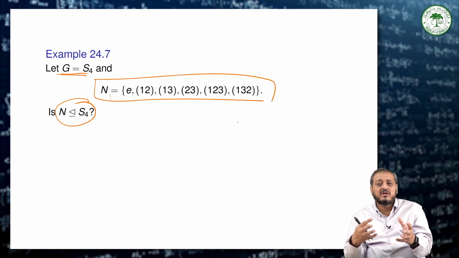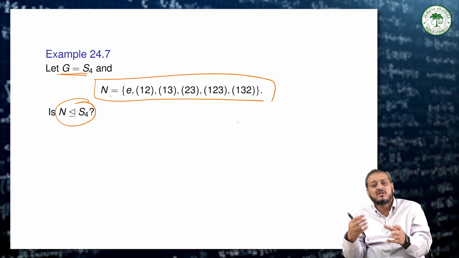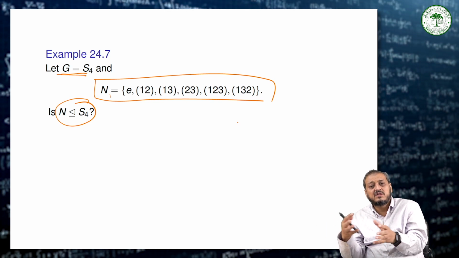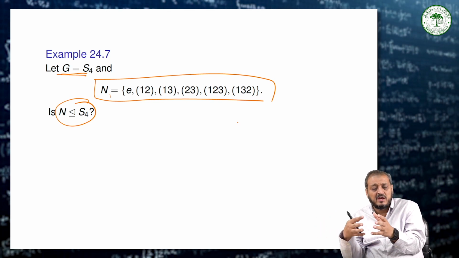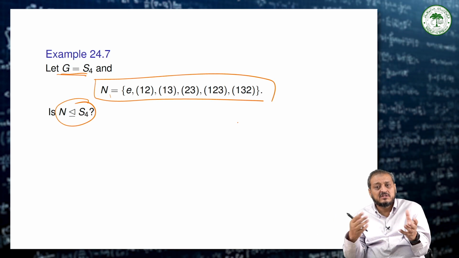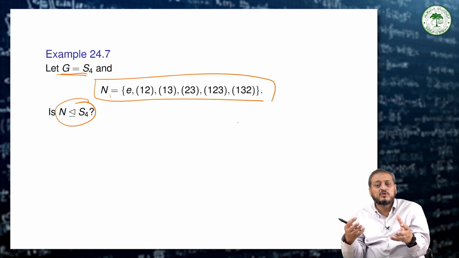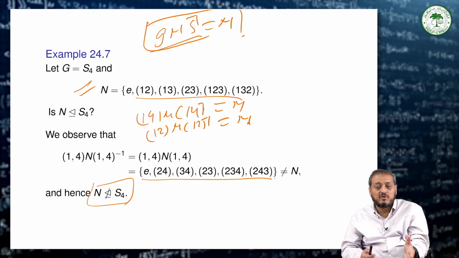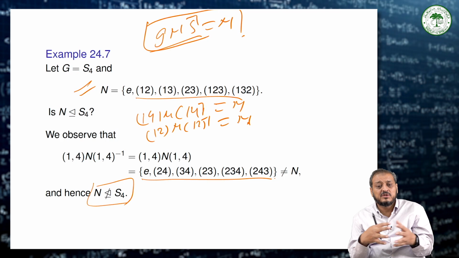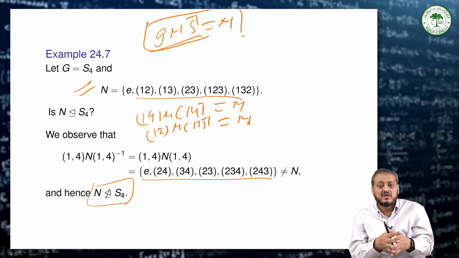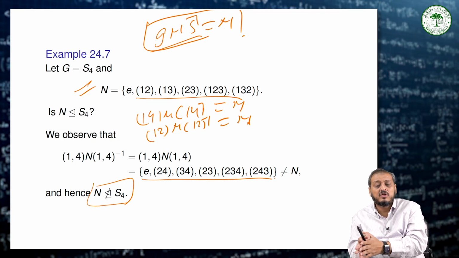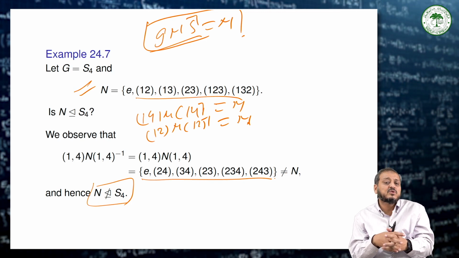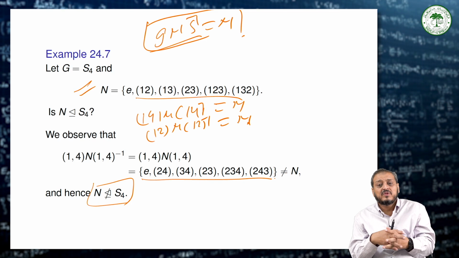The theorem says that if g N g inverse is equal to N for all g belonging to G, then N is normal. So I take one of the elements here, (1 4), and take its inverse and simplify this, and then this is not satisfied, this is not equal to N. So this means clearly that this subgroup is also not normal in this group.